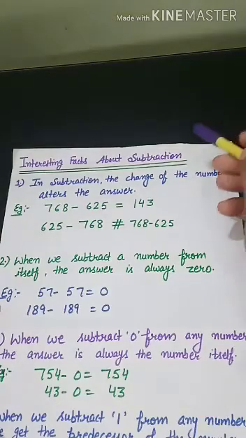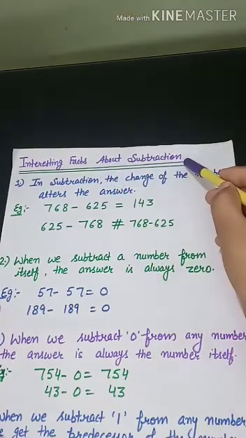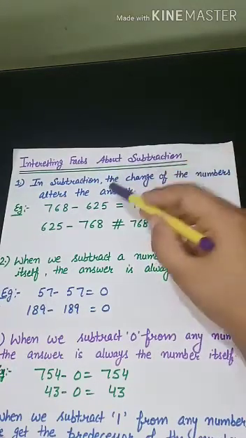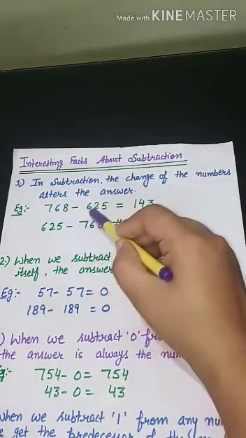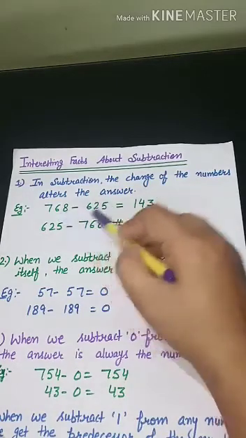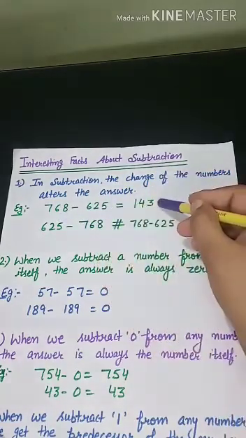Now we will discuss some interesting facts about subtraction. So the first one is, in subtraction the change of the numbers alters the answer. Means अगर हम subtraction में numbers का order change कर देते हैं then we will not get the same answer. For example, 768 minus 625. When you will subtract these two numbers, you will get 143.